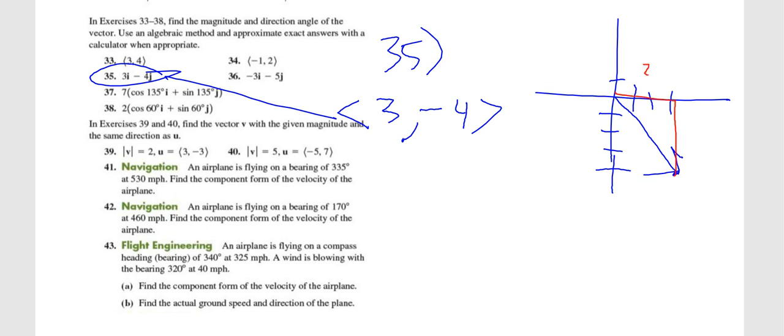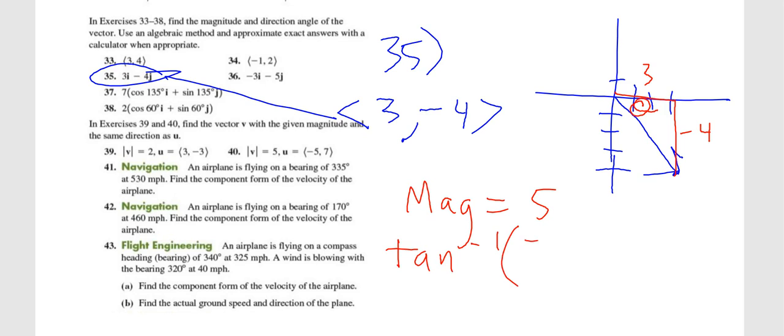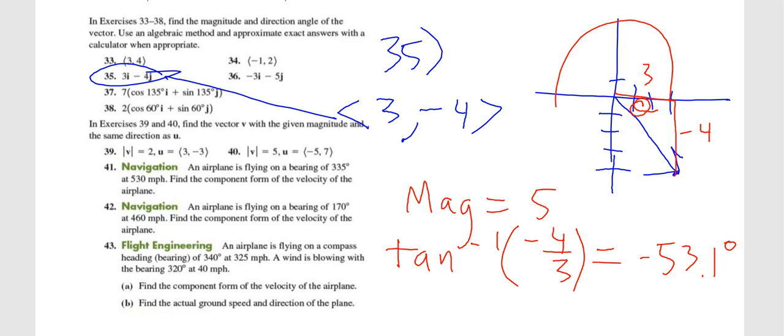3, negative 4. They want the magnitude. Anybody got the magnitude? 5. Good call there. It's a 3, 4, 5 right triangle, and we just figured it out in the last example anyway. So what about theta? Inverse tangent of negative 4 over 3. And what does your calculator spit out? Your calculator spits out negative 53.1 degrees. Give me the rotation in its positive form, please.